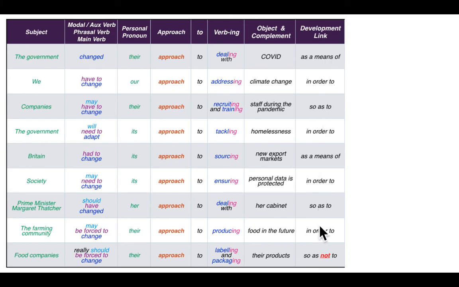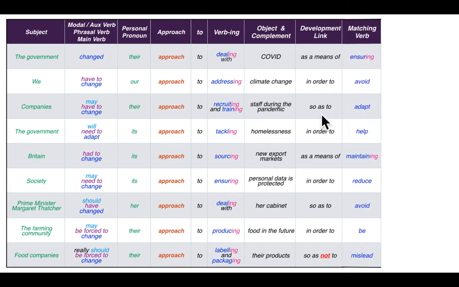So I've picked these three and I've used them all. Down here, I've used so as not to. If I want to make in order negative, I'd say in order not to. But if I wanted to make as a means of negative, I would put not in here. Now, these must work with a verb. These link phrases as a means of, in order to, so as to need to work with a verb. That verb must match them. So as a means of always works with verb ing, as a means of ensuring, as a means of maintaining. But in order to and so as to work with infinitive.